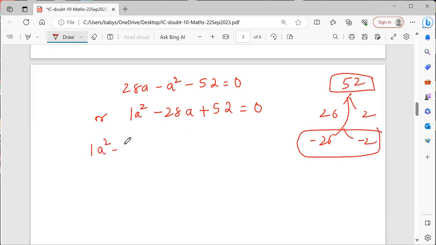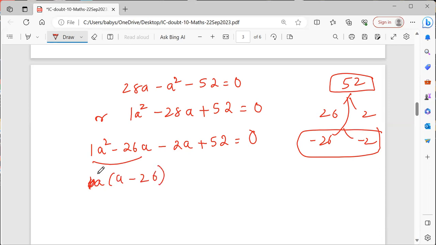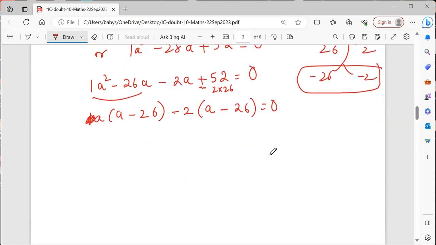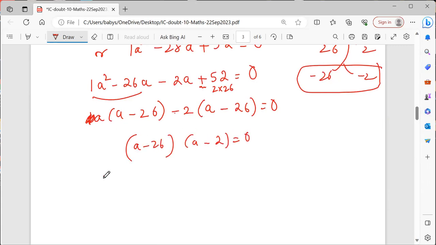So a square minus 26a minus 2a plus 52 is equal to 0. You can club these two: a into a minus 26. I've taken out a common, and here you can write 52 as 2 into 26, right? So you can take out minus 2 common. I'll be left with a, and I want a plus, right? So minus into minus, 2 minus 26 is equal to 0. That gives me a minus 26 into a minus 2 is equal to 0. So a is equal to 26 or a is equal to 2.